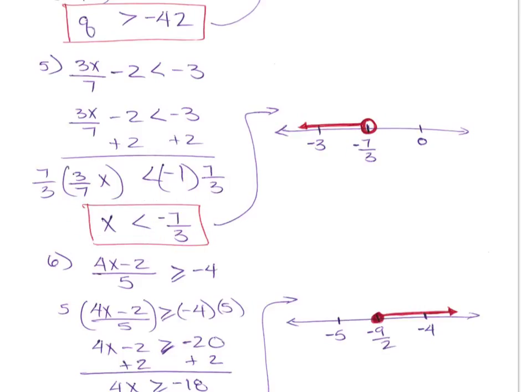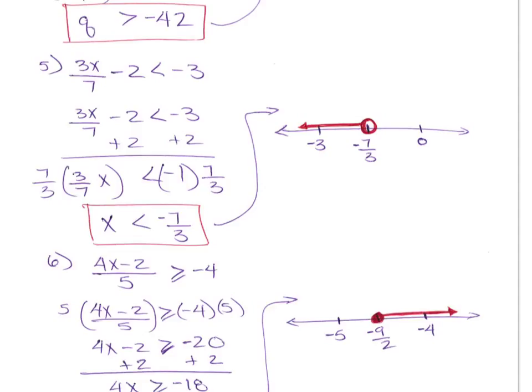To plot it, we mark where negative 7 over 3 is. We know that negative 7 over 3 will give you a 2 point something. So to the left of it would be negative 3, and to the right of it would be 0. Because we're looking at less than, not equal to, we're using a hollow circle. And then because we're looking at less than, that means we're going to draw the arrowhead to the left of that hollow circle right there.